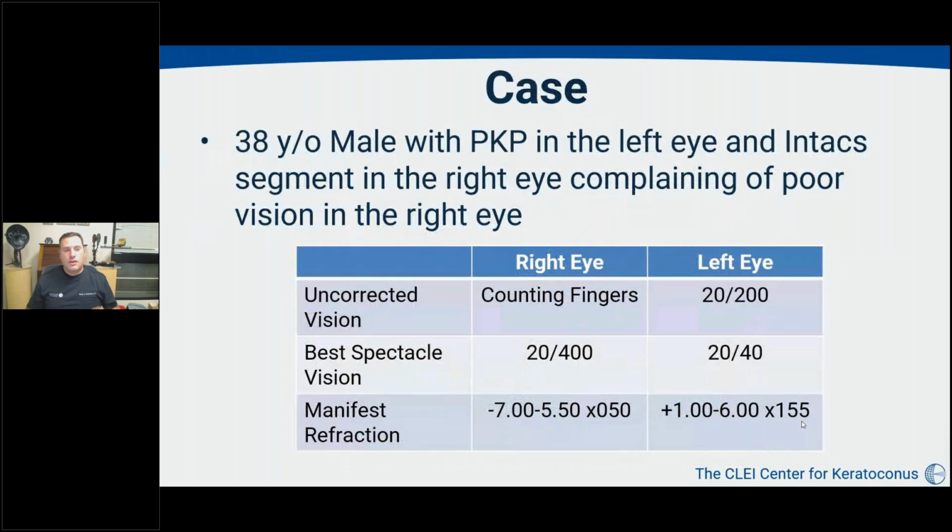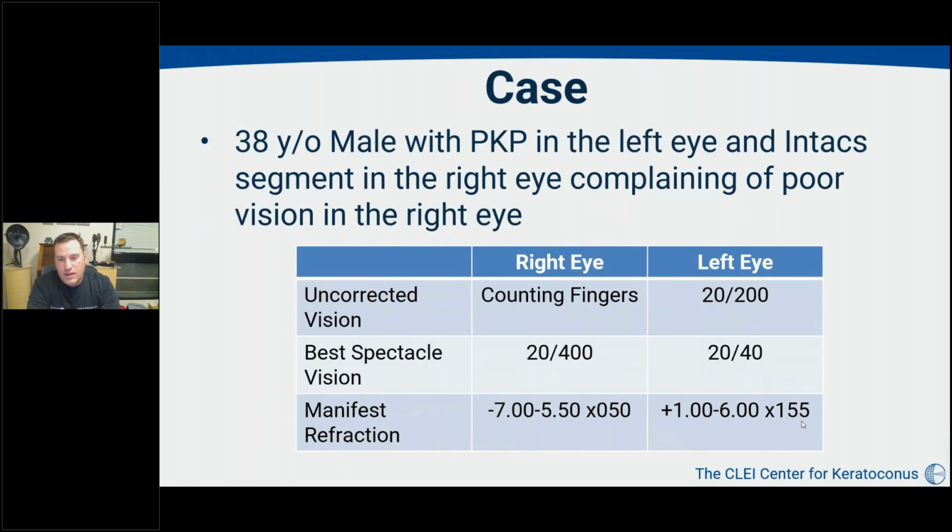So here's another case. This was a 38-year-old. He had had a transplant done in the left eye and then had Intacts placed, actually by us, in the right eye. But he was really complaining that his vision was poor in the right eye and had remained poor after the Intacts were placed.